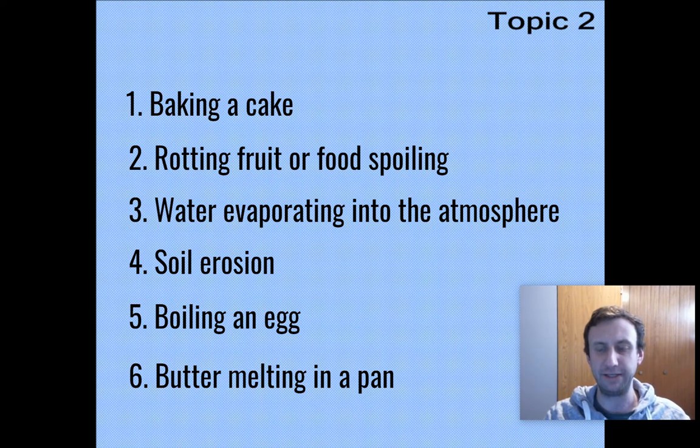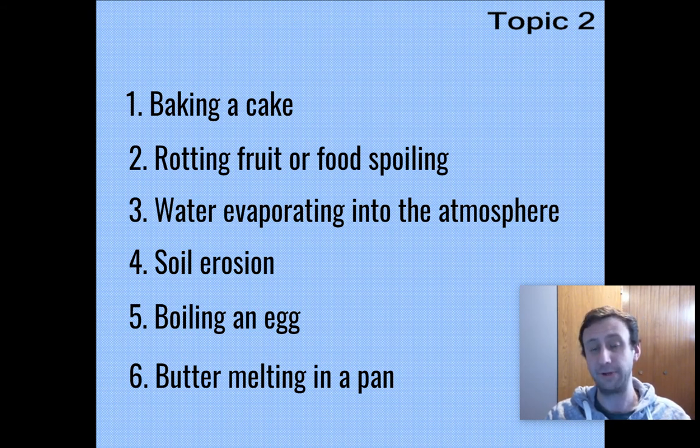Water evaporating into the atmosphere. Well, that's a phase change. So that would be a physical change, right? The water is moving in a different way to evaporate, but it's still water. Okay, maybe you might want to pause this video and try out the last three and try to figure out, is it chemical or physical on those three? So think, pause now, and here are the answers.